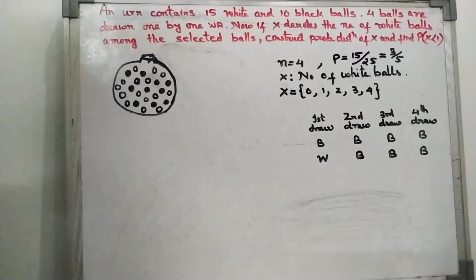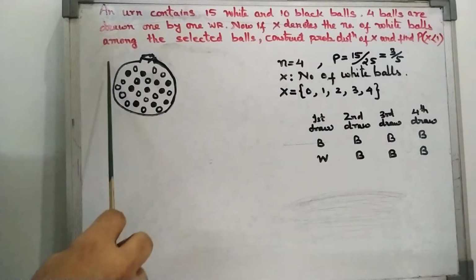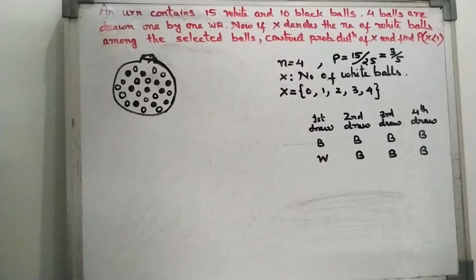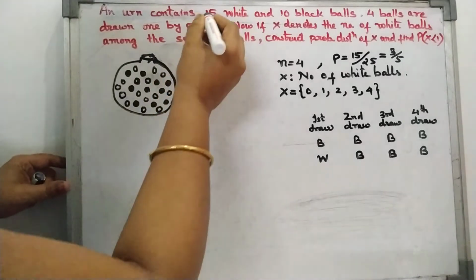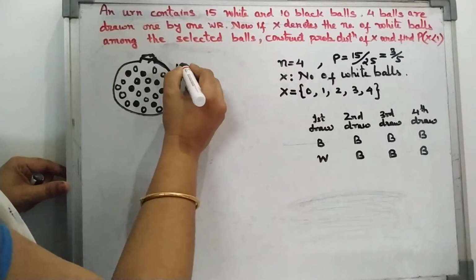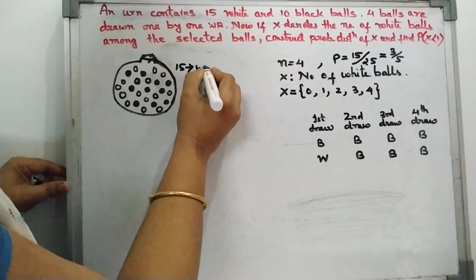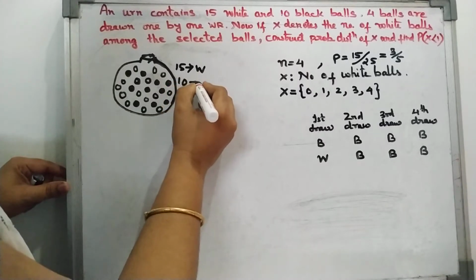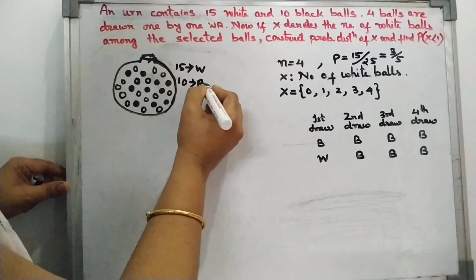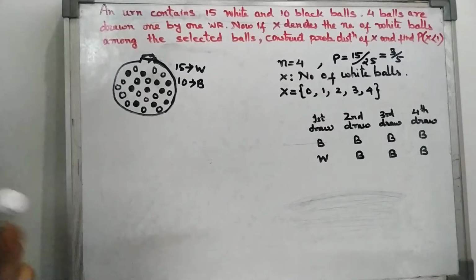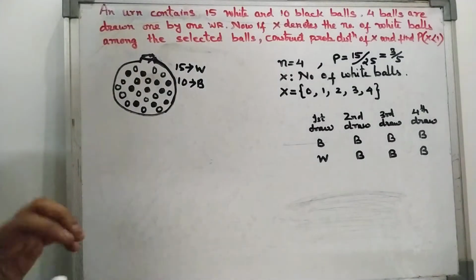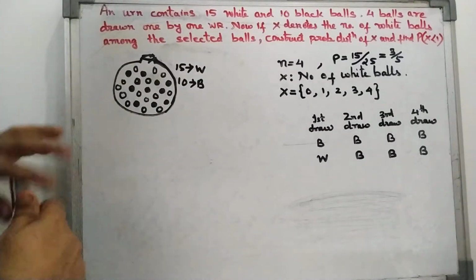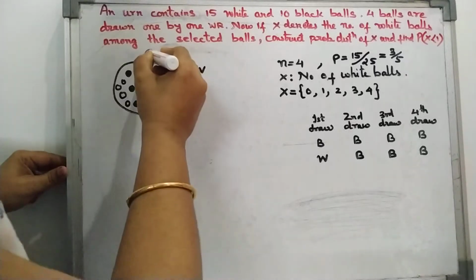Now, look here. Suppose this is our urn. Here how many black balls are there? 10 black balls and 15 white balls. The total is 25 balls. So we are drawing one ball.